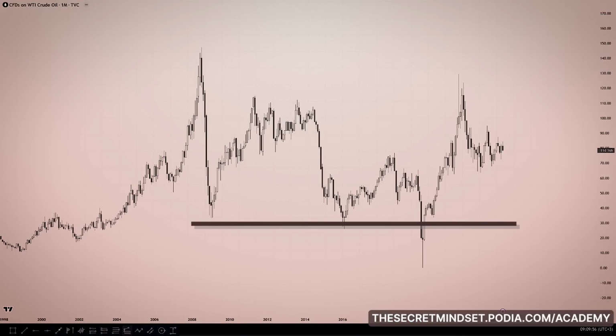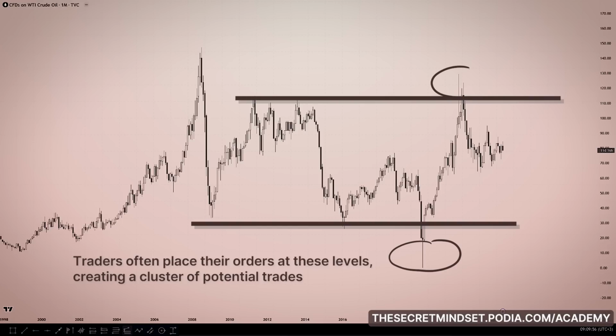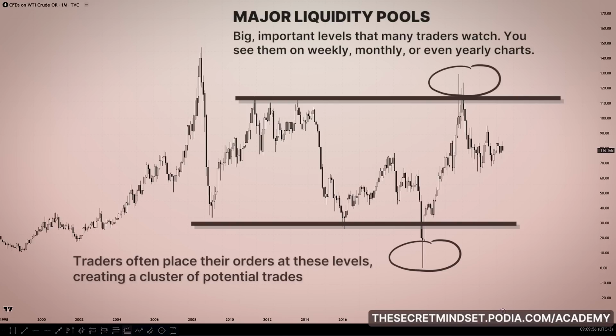Now, traders often place their orders at these levels, creating a cluster of potential trades. And there are different types of liquidity pools. Major liquidity pools form at the highs and lows of longer time frames. These are big, important levels that many traders watch. You might see them on weekly, monthly, or even yearly charts.